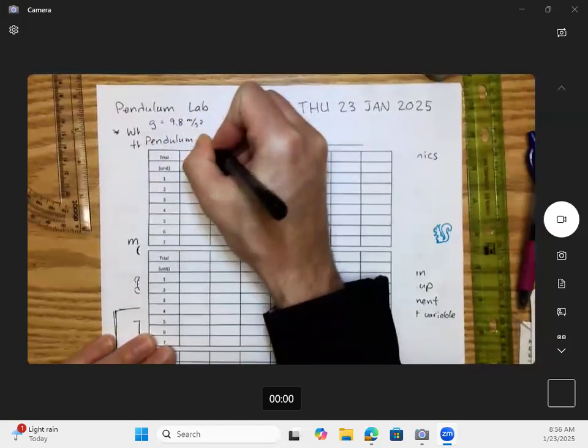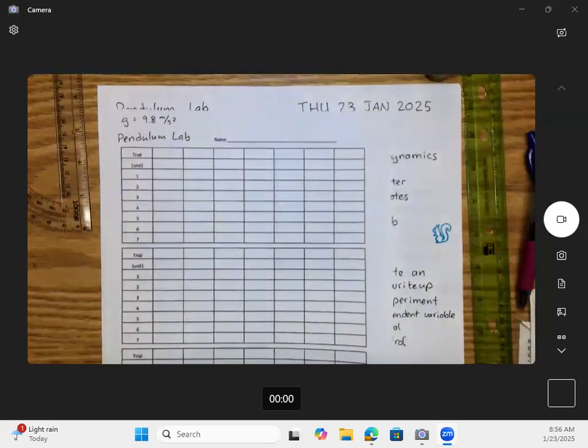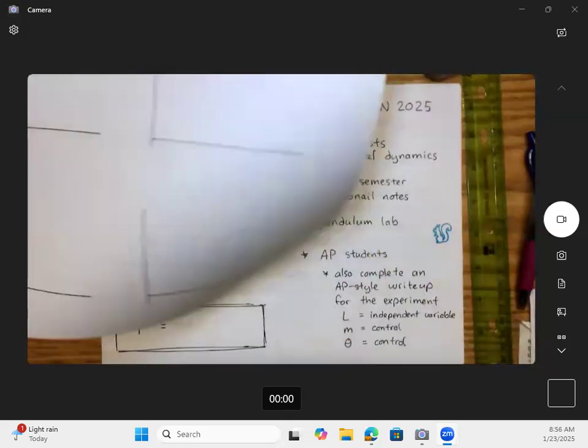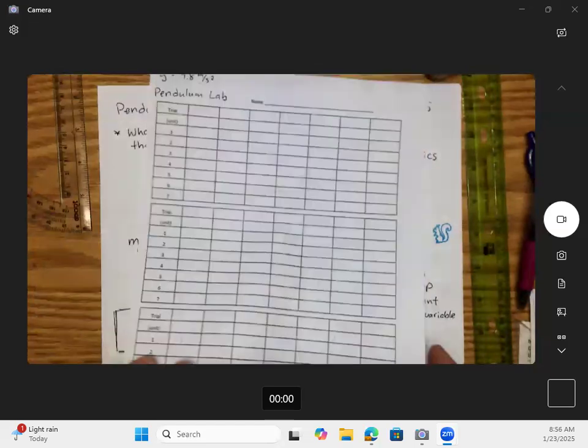Pendulum Lab. You see you have 3 tables on one side, and you have spaces for work towards 4 graphs on there. We might not get to the graphs until tomorrow. Probably makes sense, right?